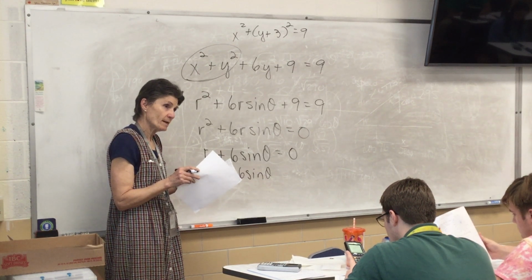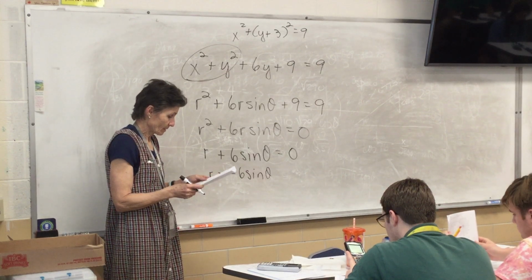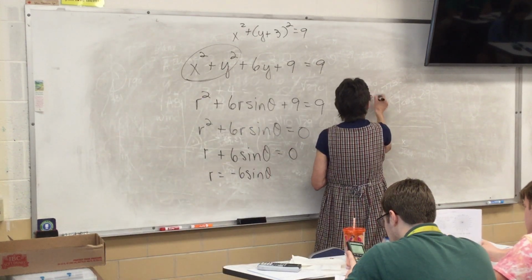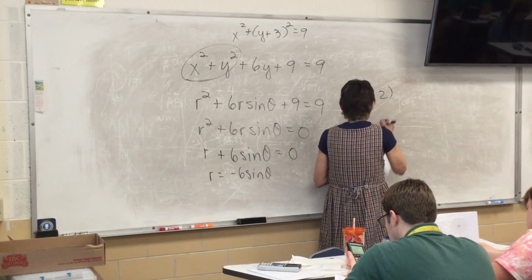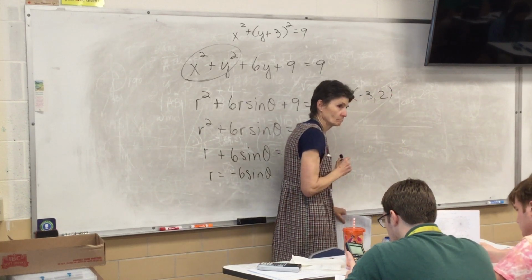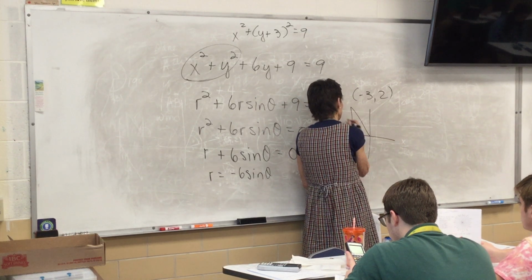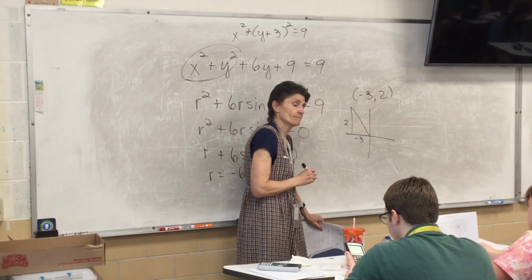Did you try 3A, Ava? Yes. Okay. We want to find polar coordinates. So what was the first thing you did, Ava? I drew a picture. Yep. So over 3, up 2, okay.